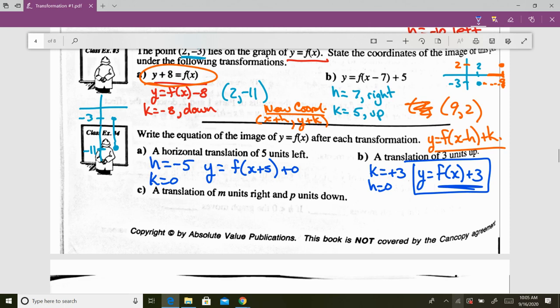Last one, m units right, p units down. So it's my h value, m, and it's positive m because we went to the right. What is my k value? -p, because we went down. So in the formula, that is f of x minus m with a minus p on the outside. Okay?